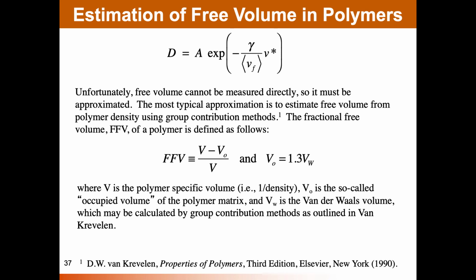Now, V0 was established many years ago in a study where there was an attempt to correlate transport properties via group contribution method based upon the so-called van der Waals volume that can be calculated by group contribution methods in Van Krevelen. And the factor that gave the best agreement with the experimental data, relating the occupied volume to the van der Waals volume, was 1.3. There is no other basis for that, but this is what's typically used in the field.